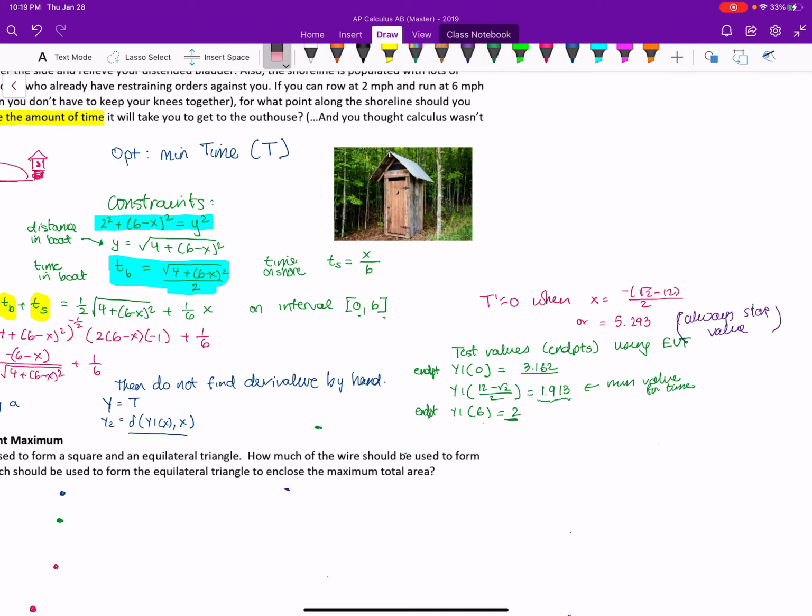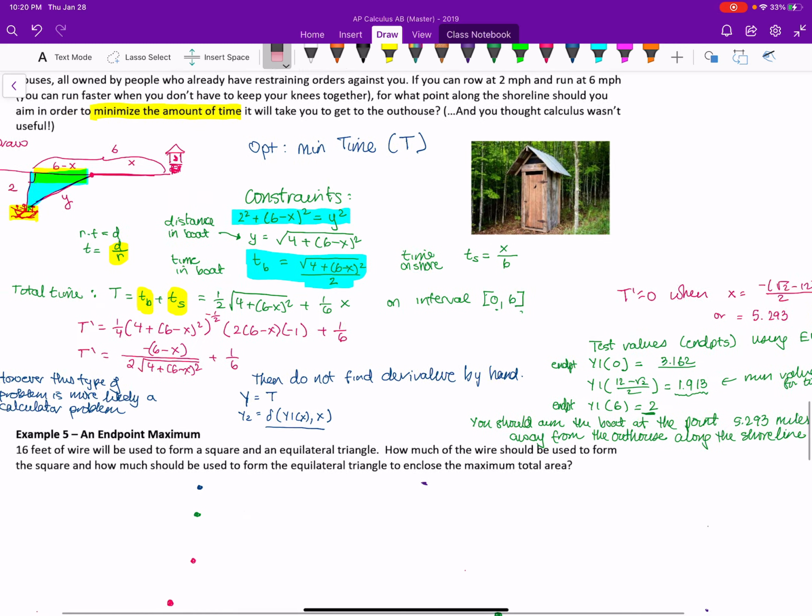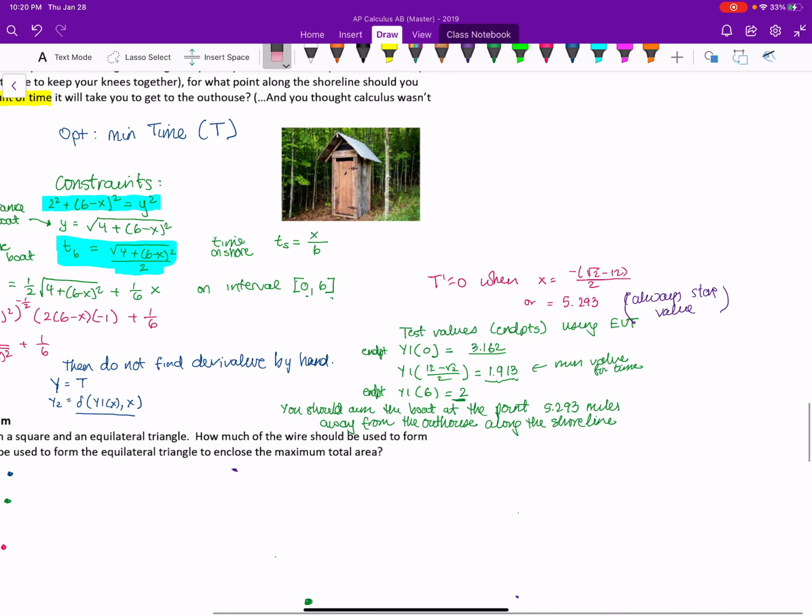So my best plan would be you should aim the boat at the point 5.293 miles away from the outhouse along the shoreline. That's really what we're aiming for. And that would give you the minimal amount of time. And then I will try and show you how to actually use some of the features on your calculators.